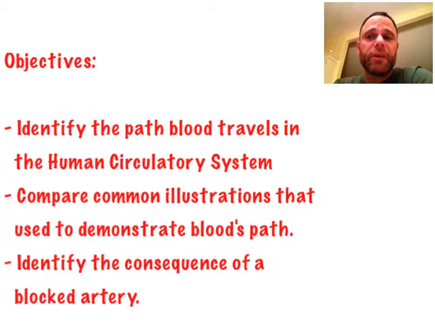Today we have approximately 3 objectives. Number 1, identify the path blood travels in the human circulatory system. Number 2, we are going to compare common illustrations that are used to demonstrate blood's path. We often see different ways that is represented. Some are more sophisticated than others. Oftentimes on high school exams it's overly simplified. We should really know the difference. And lastly, we're going to identify the consequence of a blocked artery.